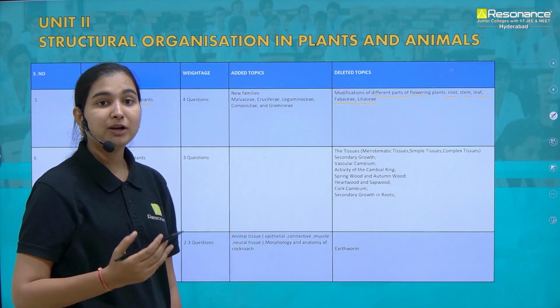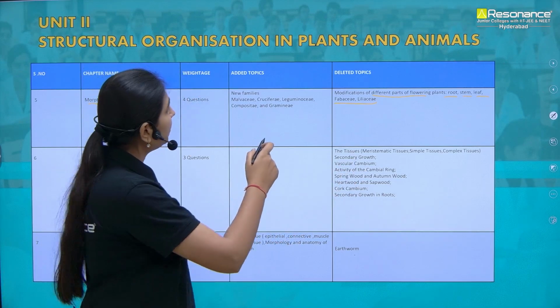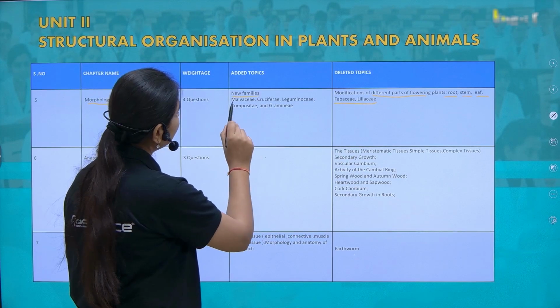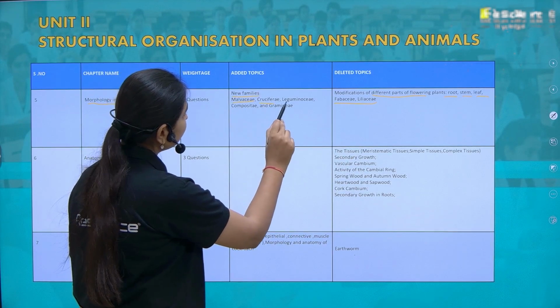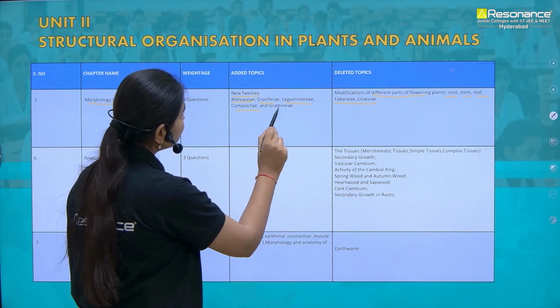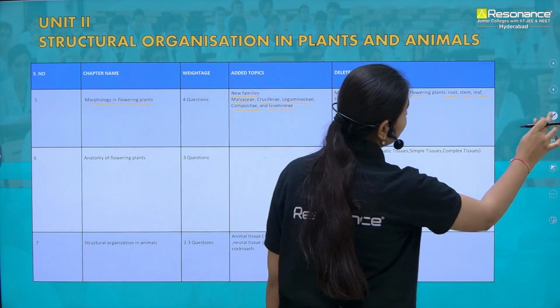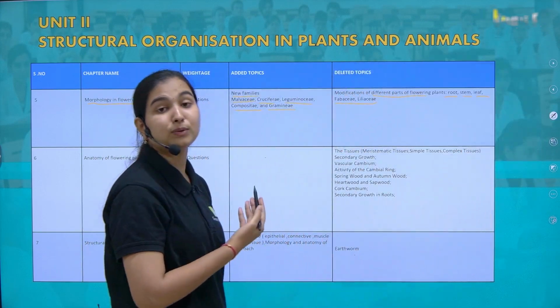Okay, and what part is added? Now the new families like Malvaceae, Cruciferae, Leguminosae, Compositae, Gramineae. These are being added. So you need to read this.